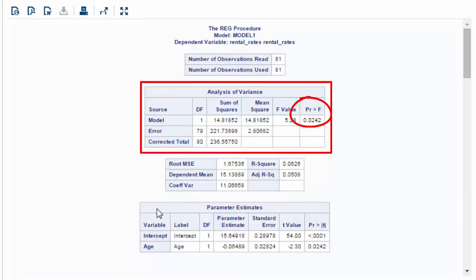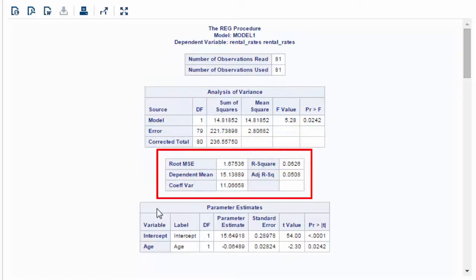So after you get the result from PROC REG, check this number. If it's smaller than 0.05, which is 5%, then you can go ahead and get the estimated coefficients and plug them into your model. Move down to the next thing.